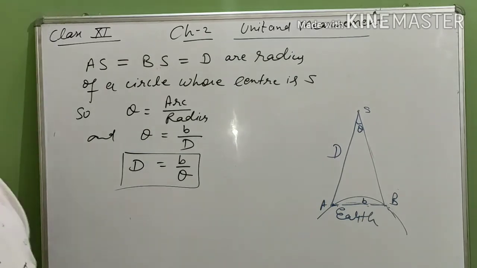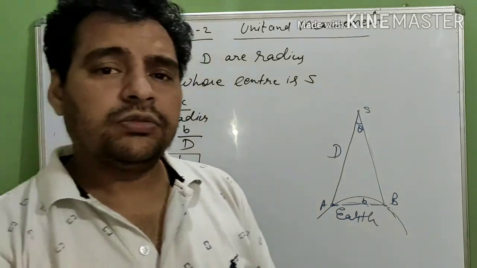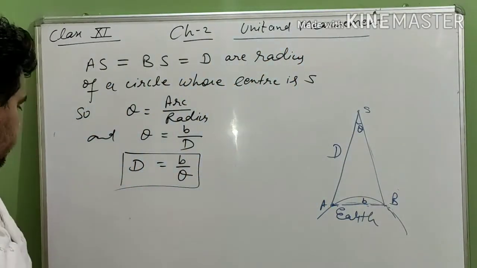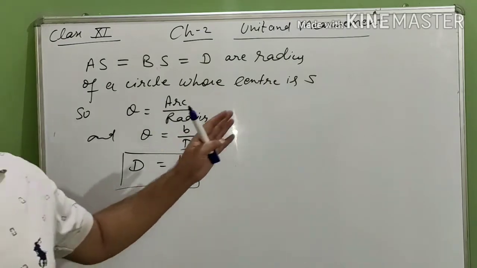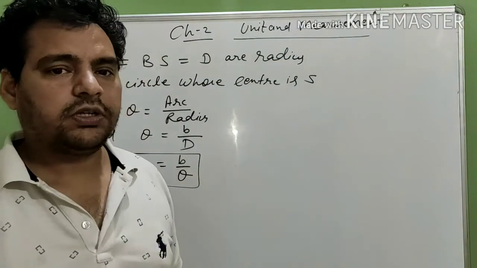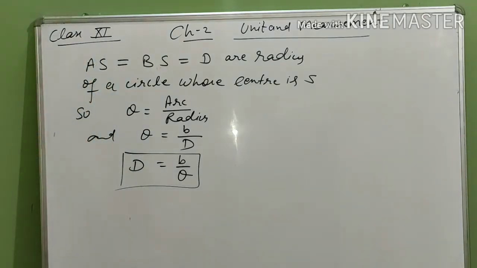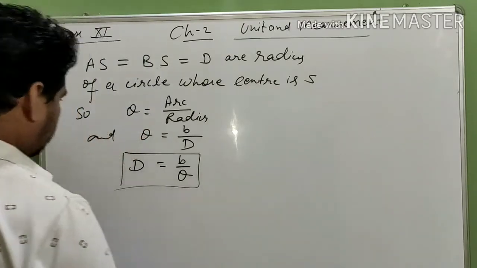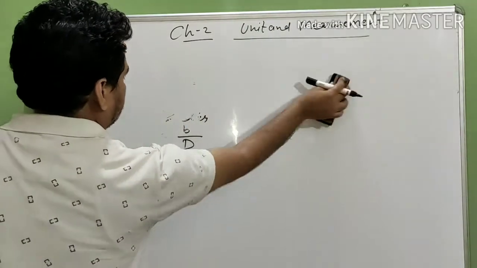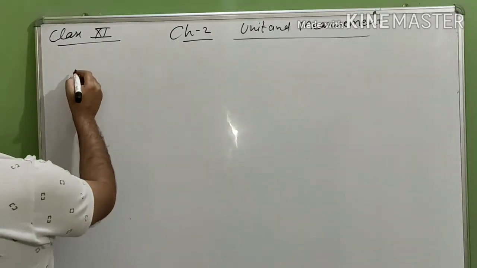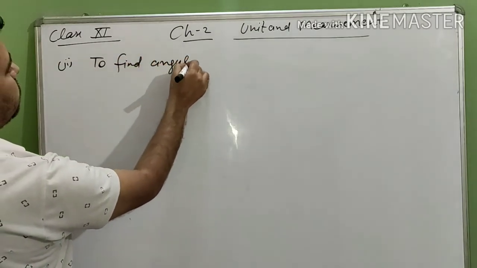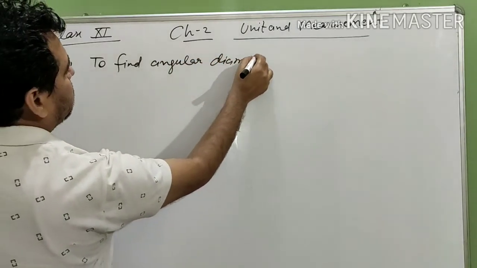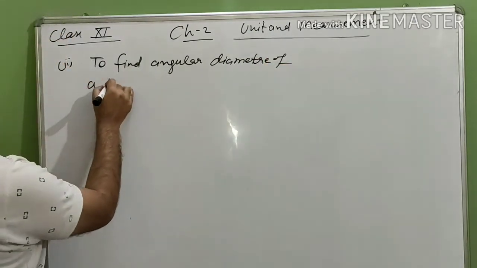Now we will find the angular size of the planet. Note this down, and after this we will solve for the angular size of the planet, to find the angular diameter of a planet.